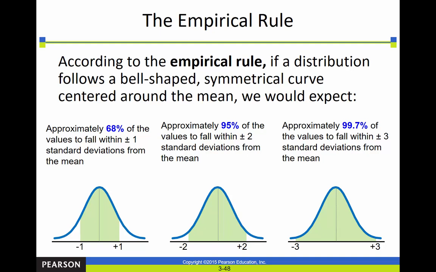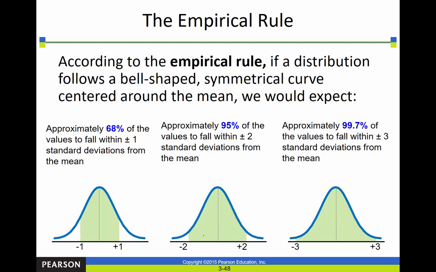The empirical rule tells us that if a distribution follows a bell-shaped curve, like the ones you see here, and that's also called a normal curve, okay? Then 68% of the values will fall within plus or minus 1 standard deviation, 95% will fall within plus or minus 2, and 99.7% of all the values will fall within plus or minus 3 standard deviations from the mean.